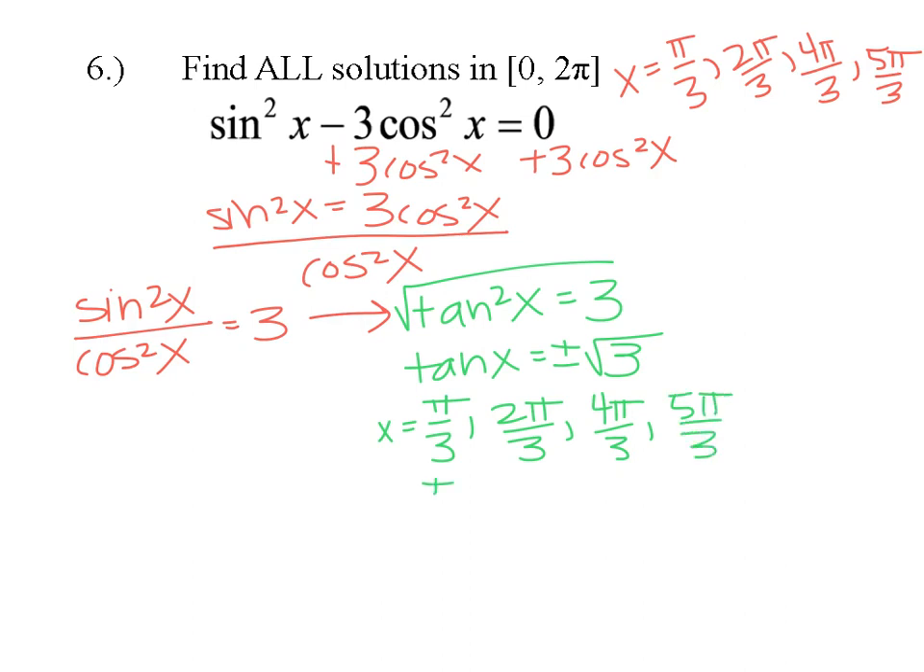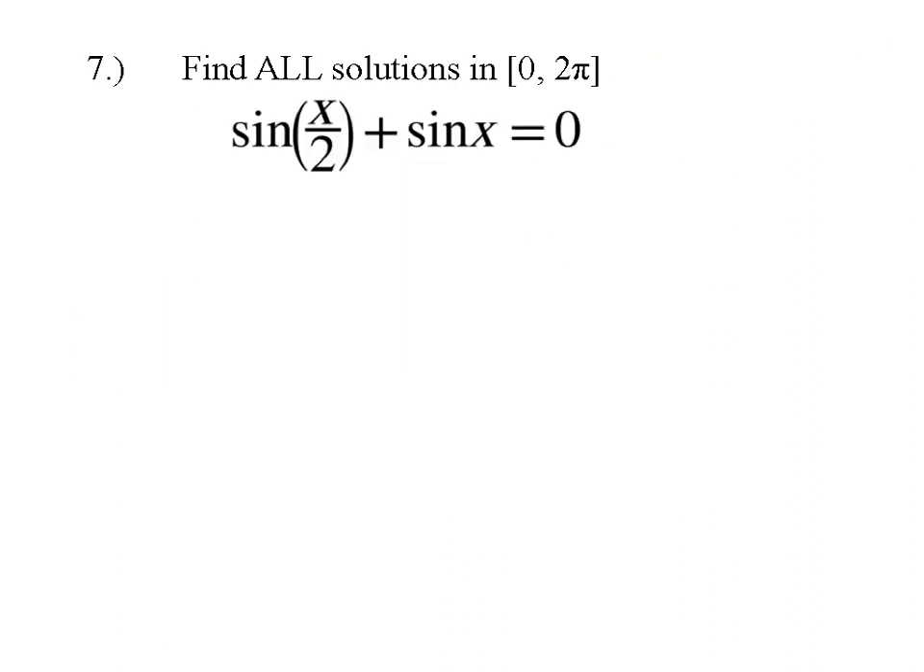Tangent is positive here and here, and then negative here and here. So that's why there's 4 solutions, each of those 4 spots around the unit circle. All right, finally for number 7, x equals 0, 2 pi, and 4 pi over 3.